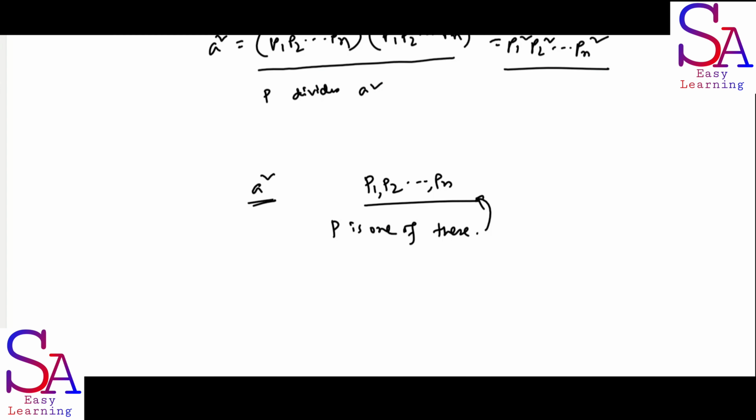Now we conclude here A equal to P1, P2, Pn. The prime factorization of A can be written as this, where P1, P2, Pn are prime numbers. Since A equals this and P is one of these, we can say that P divides A. Since P is one of the terms P1, P2, Pn, obviously P divides A, because A is written as the product of P1, P2, Pn. So we prove that P divides A.